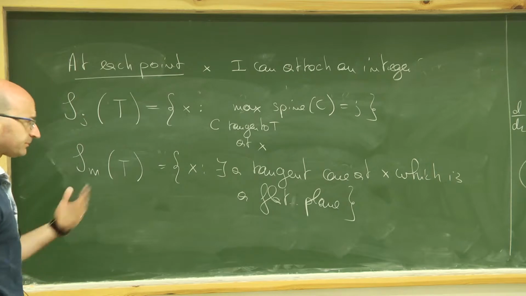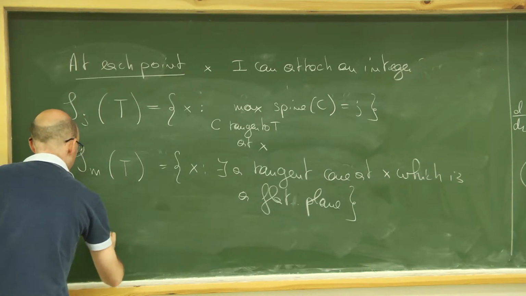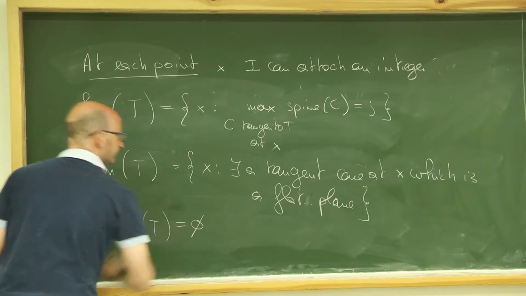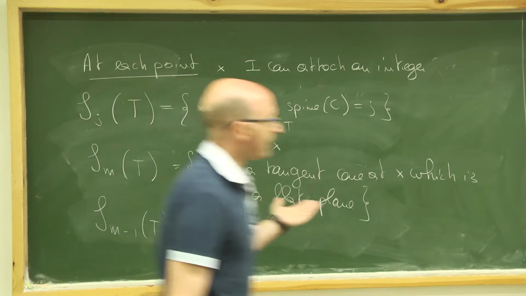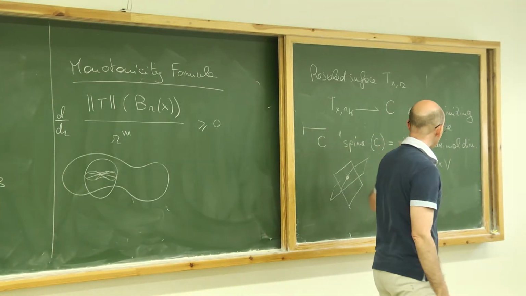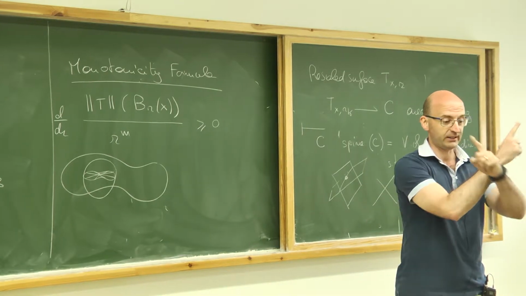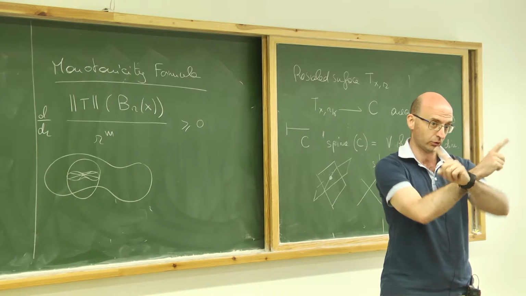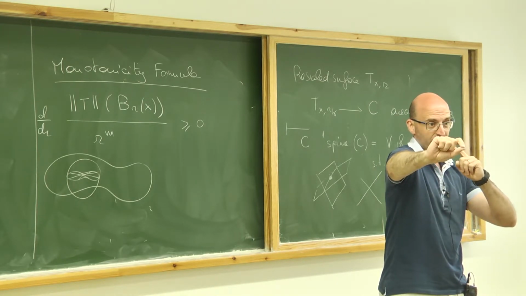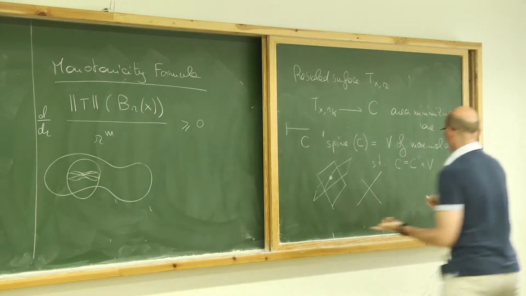OK? And then there is another very simple observation which tells you that S_{m-1}(T) is empty. The reason is that in S_{m-1}(T) you would have a point x with a tangent cone, which is given by the intersection of two lines, at least, or the intersection of some lines, multiplied by a vector space of dimension m minus 1. But it's very easy to rule them out.